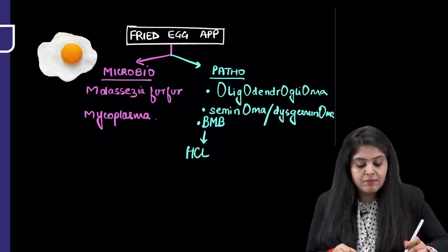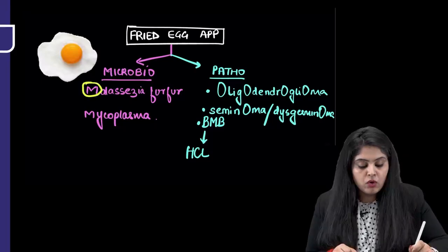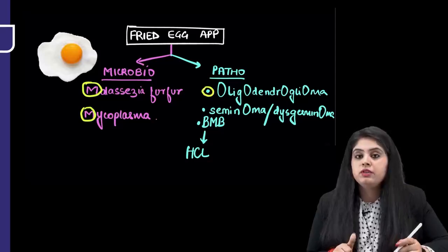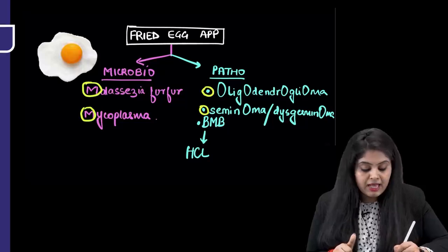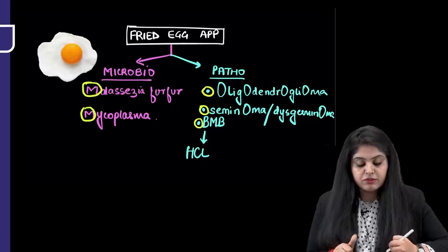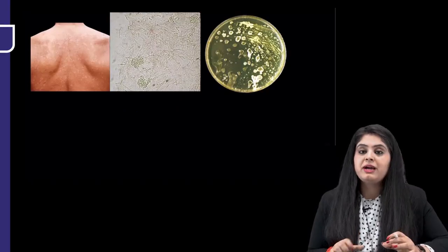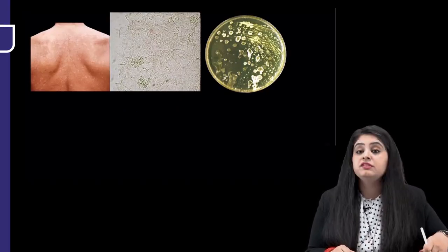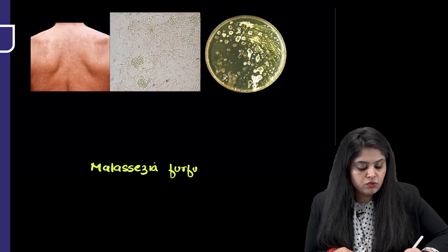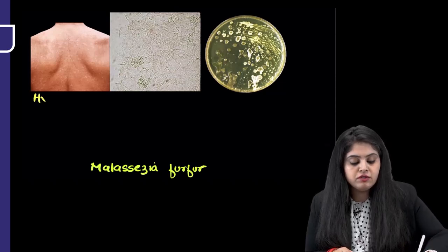Let's do a very quick recap. For microbiology, we have the 2 M colonies, that is Malassezia furfur and mycoplasma. For pathology: brain tumor, oligodendroglioma; testicular and ovarian tumor, seminoma and dysgerminoma; and on a bone marrow biopsy, hairy cell leukemia. Coming back, now it's time for us to, like I said, after every bacteria, virus, protozoa and fungus, summarize things. So here you have in front of you the classical summary of Malassezia furfur. What do you need to know? Point number 1, what kind of lesions? We have the very famous hypopigmented lesions.